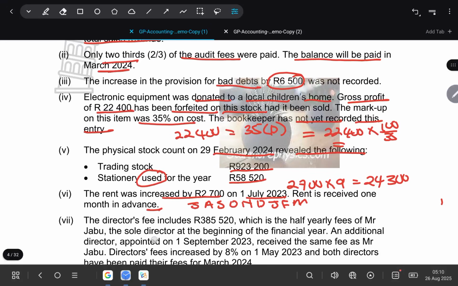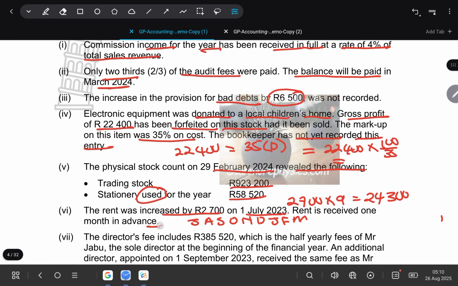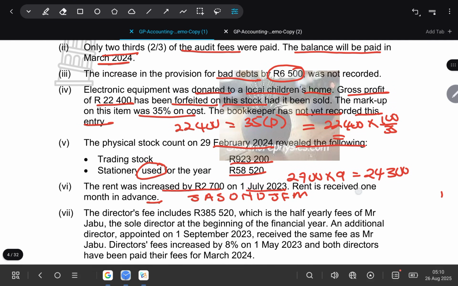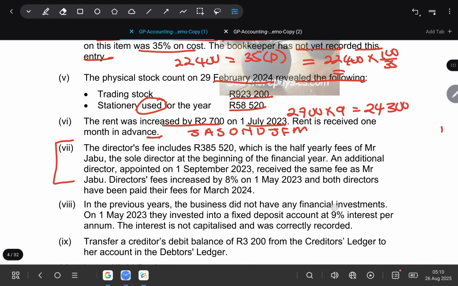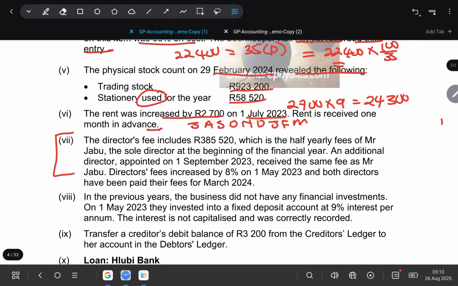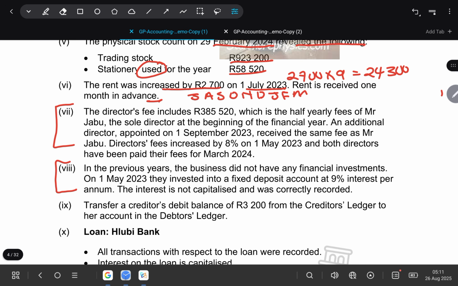Now if you look at this, we have recorded everything so far accordingly. Now this one of director's fees, I would prefer to wait because it's a bit tricky. And then also this one, I would prefer to wait because I know it's problematic. When you do income statement, guys, you need to make sure you deal with the easiest items first. It will make life easy for you.